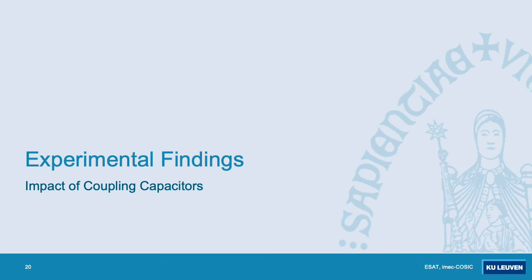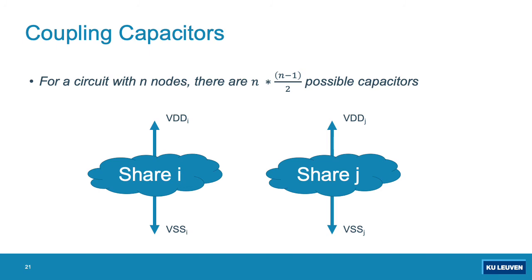Lastly, we move to investigate the impact of coupling capacitors, previously the main suspect for the out-of-model leakage. To inspect the impact of coupling capacitors in detail, we annotate capacitors between each pair of nodes. For a circuit of n nodes, this amounts to n choose 2 total capacitors, making the experiments rather time-consuming. We distinguish 4 groups of nodes.